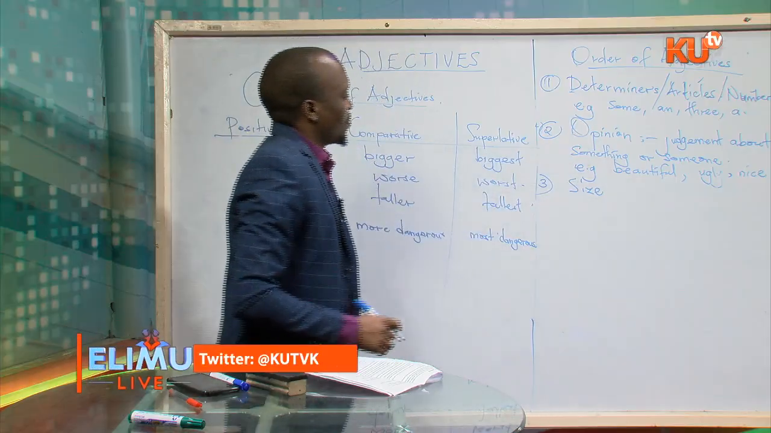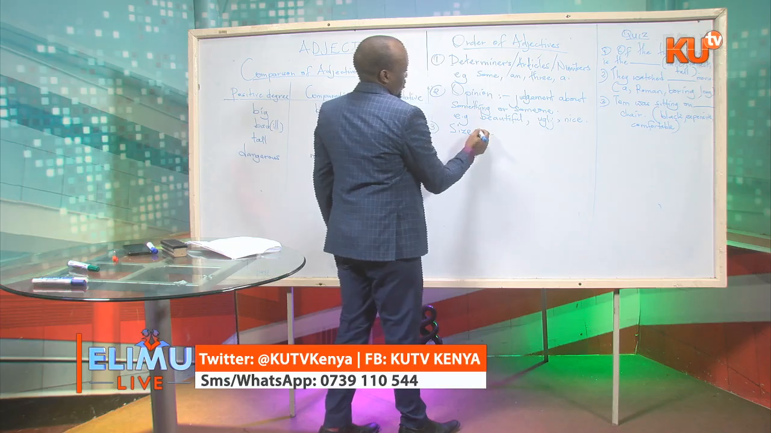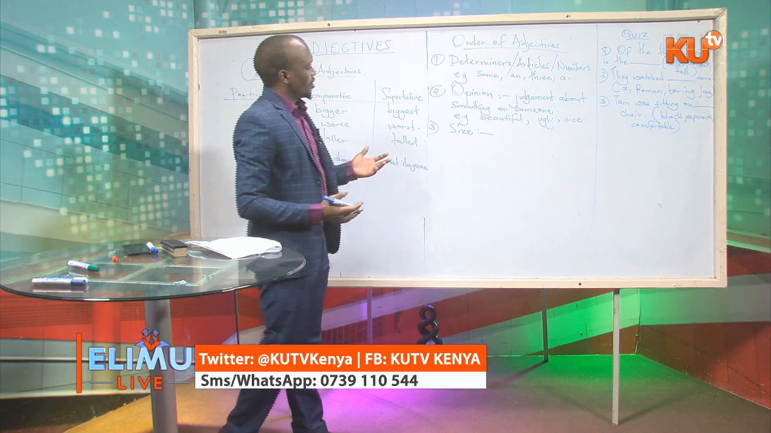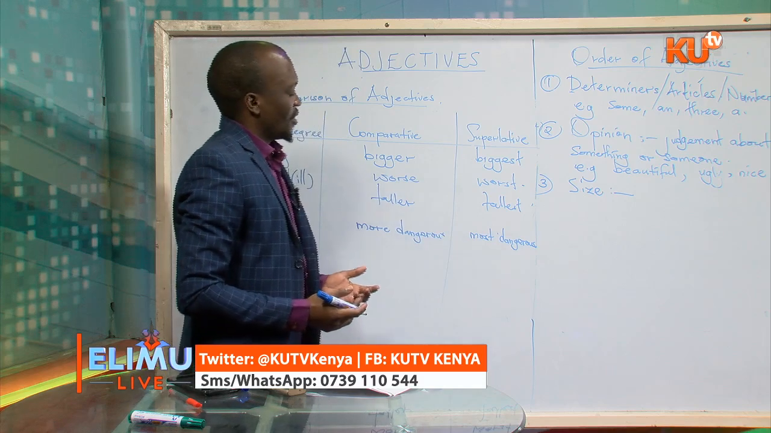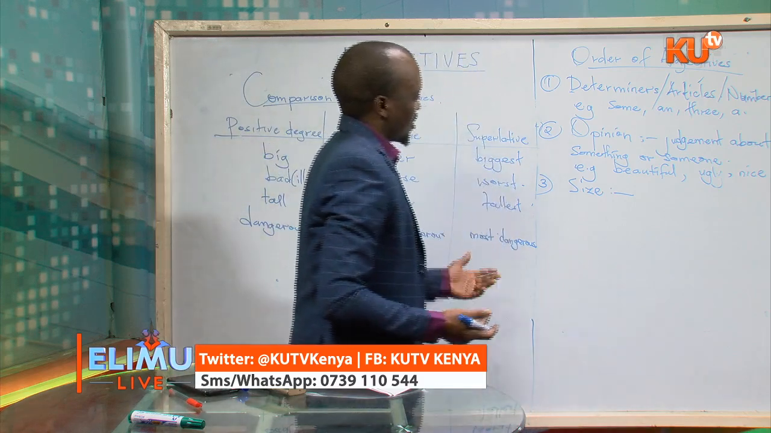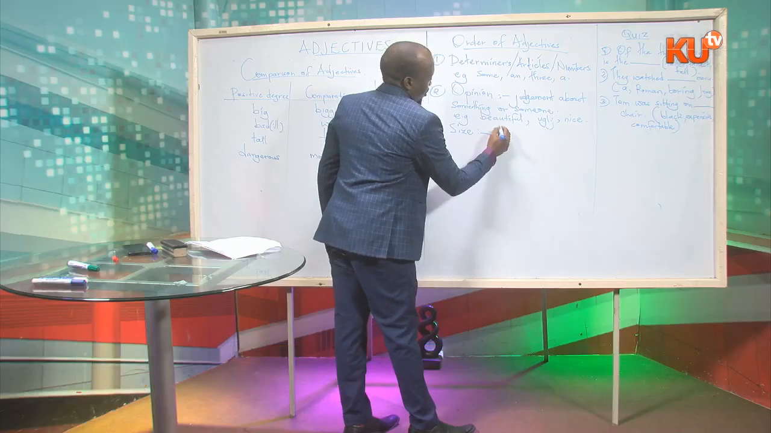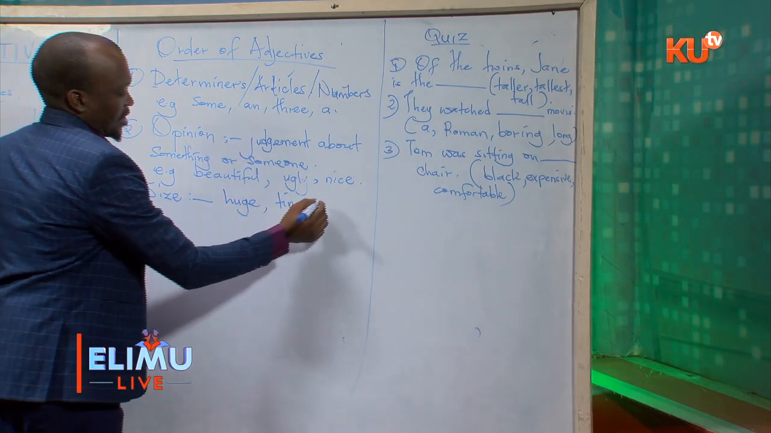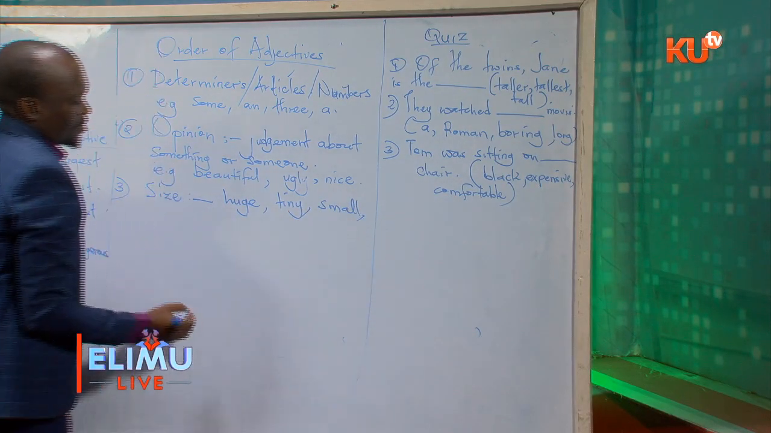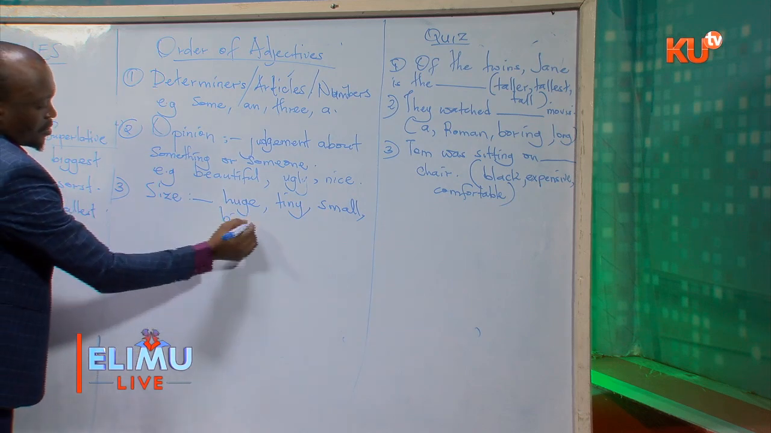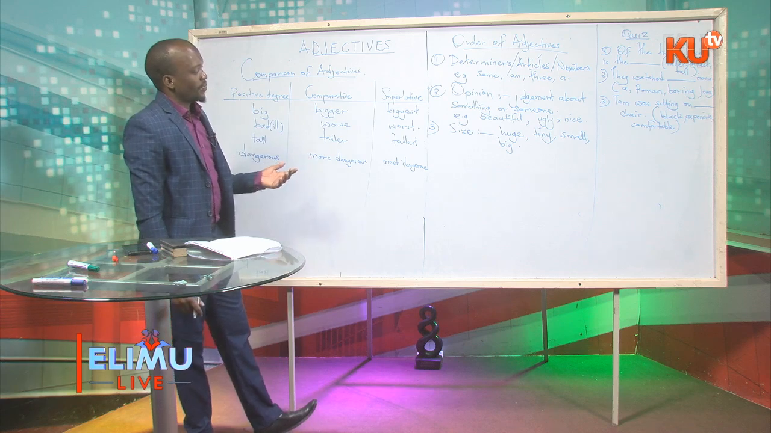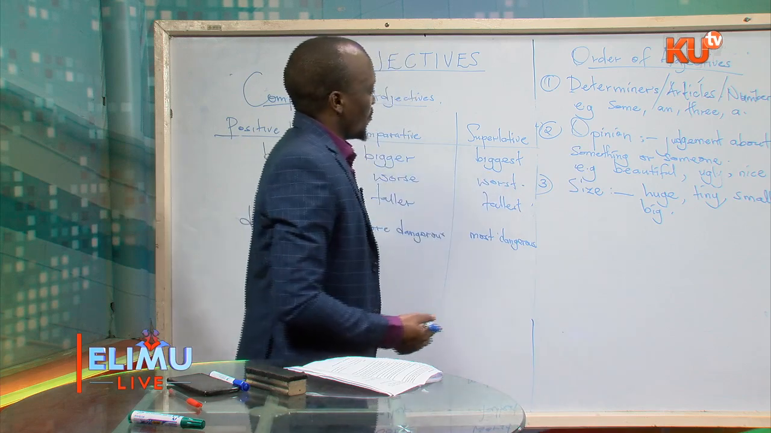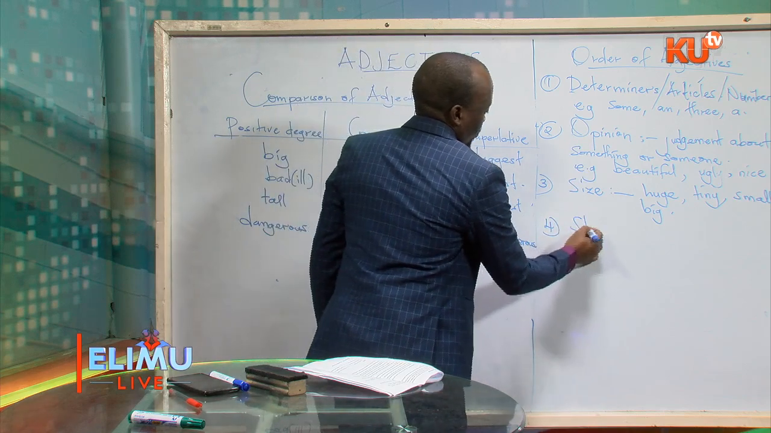So I've talked of adjectives of opinion, and size. Size will actually tell you about the dimensions of an object. Ones that we can use to describe size are like huge, tiny, small, big, and enormous. All these put together, and some are synonyms here. Then from size, we go to shape.